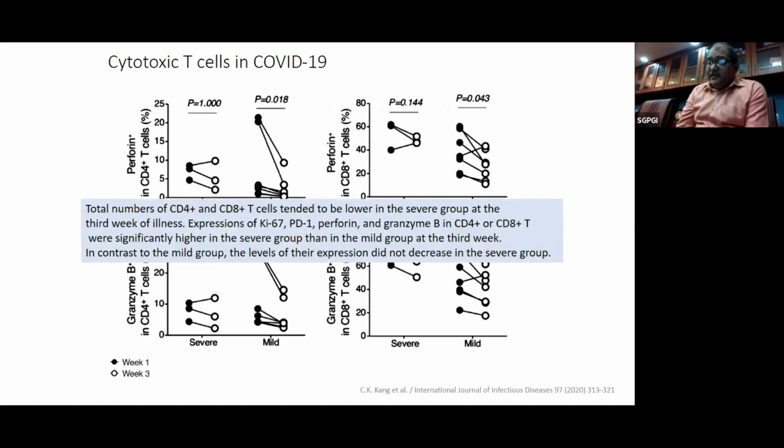So it can be concluded that the total number of CD4 and CD8 T cells is low in the severe group, at least around the third week, and a lot of activation markers are expressed on both CD4 and CD8 T cells in the severe group as compared to the mild group. In the severe group, over a period of time, these activation markers do not decline. So if we follow patients with these markers, we will know that a patient is likely to go into a severe or critical illness in times to come, or we need to change our management of immunosuppression appropriately.